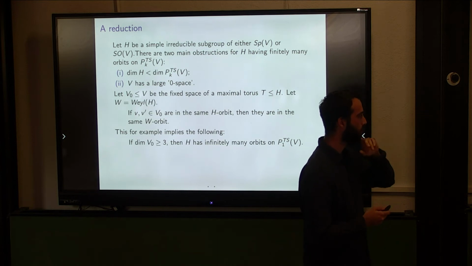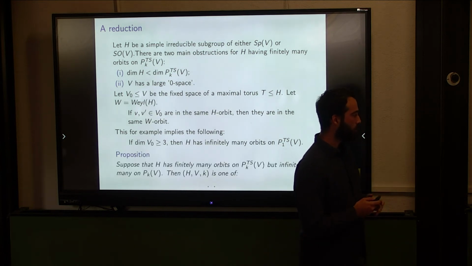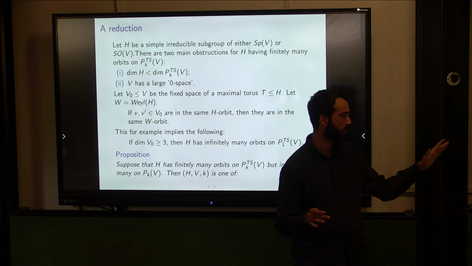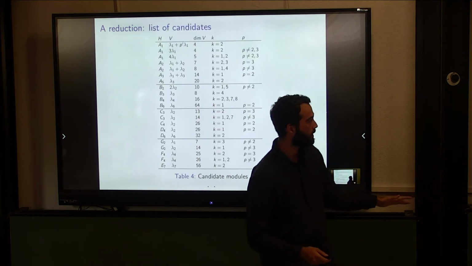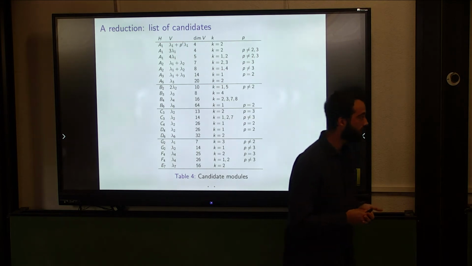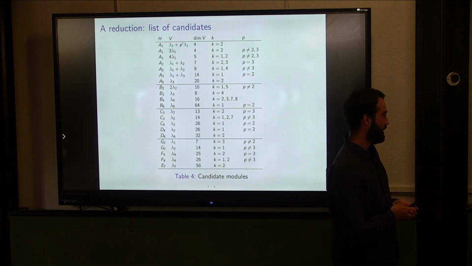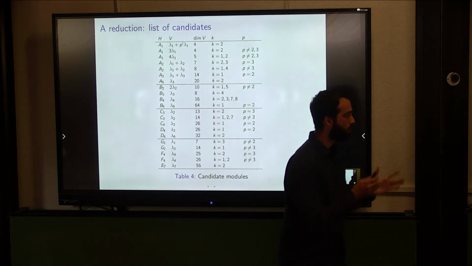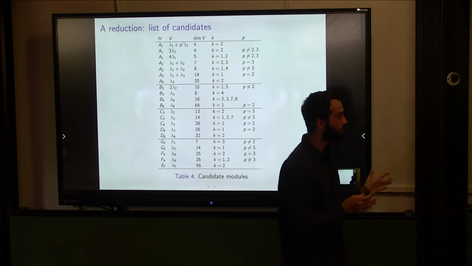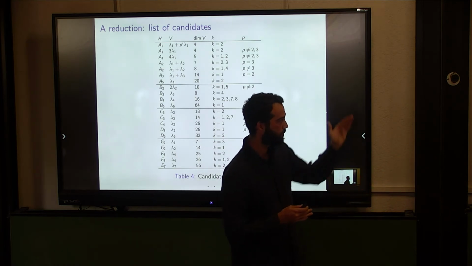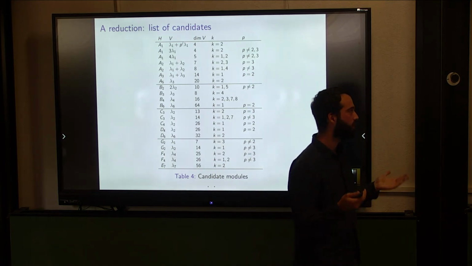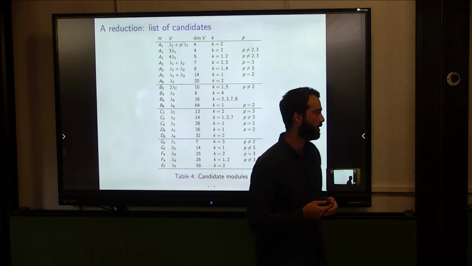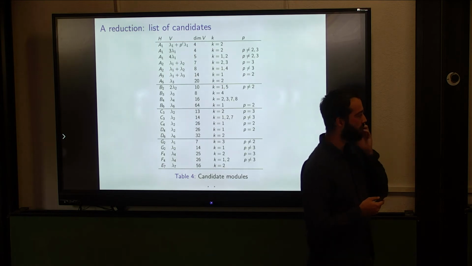So using these two conditions, we're able to obtain a list of candidates. We're able to reduce the cases that we need to look at to the following table. It's a start, it's a finite table of things. There are many things. Once you achieve this reduction, all you need to do is go through every single one of these and determine whether you have finitely many orbits or not. We're going to see a couple of examples.